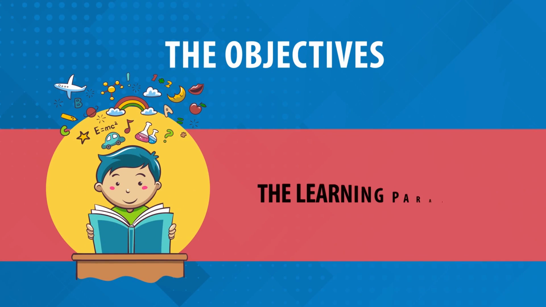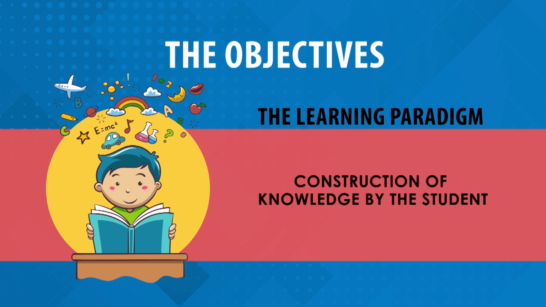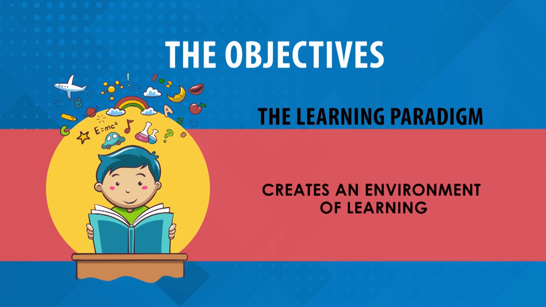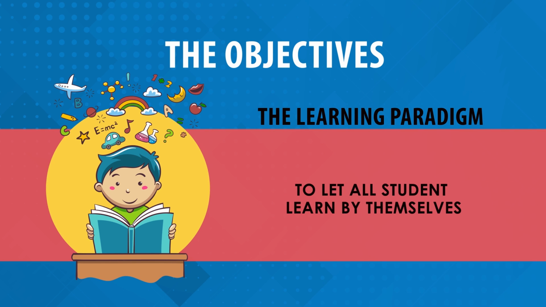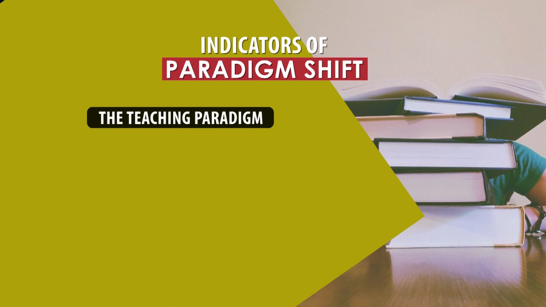Whereas in the learning paradigm, the instruction gets changed over to the evolving of learning. The learning paradigm evolves the learning. The student himself develops his own way of learning, and in doing so, he constructs knowledge. He creates his own environment of learning, and in doing so, they are all together in the class learning in their own way. The teacher is never a person who sits all the time in front of the child and says, study this, study that. Let us see what are the indicators of paradigm shift.